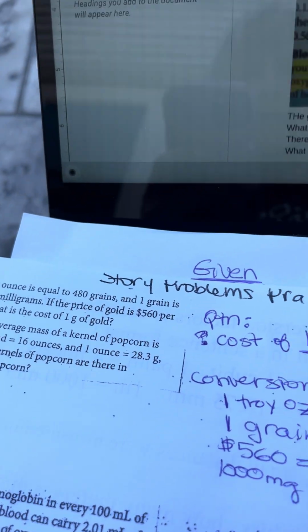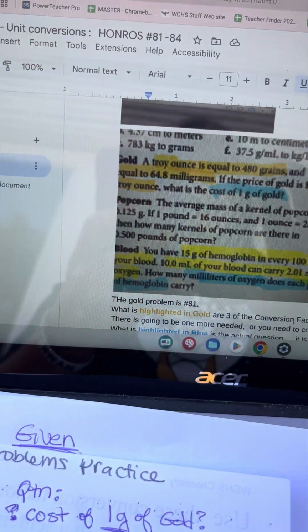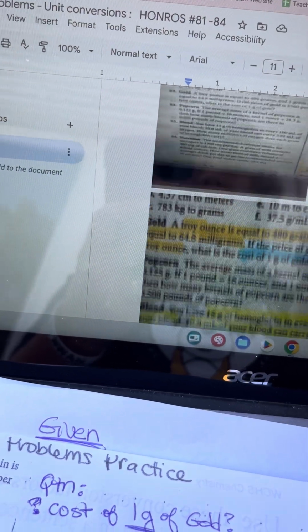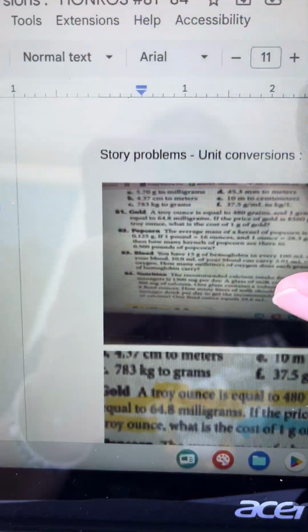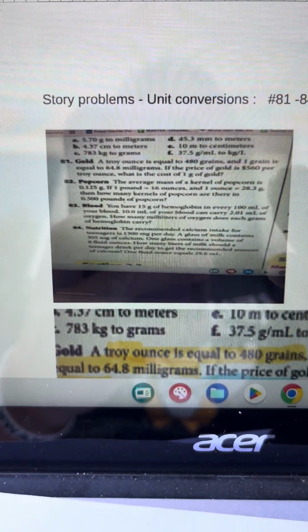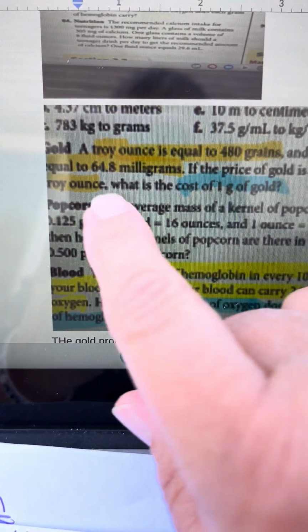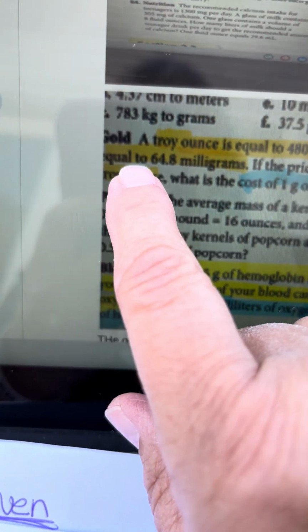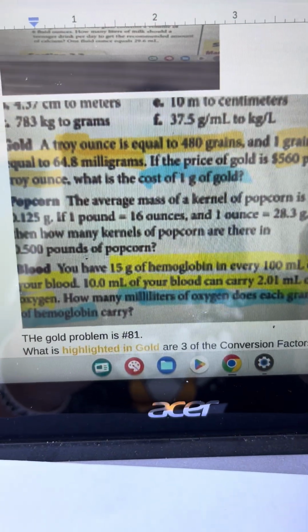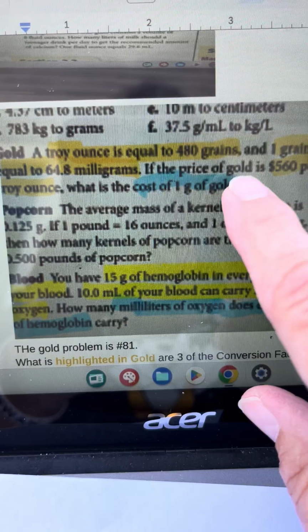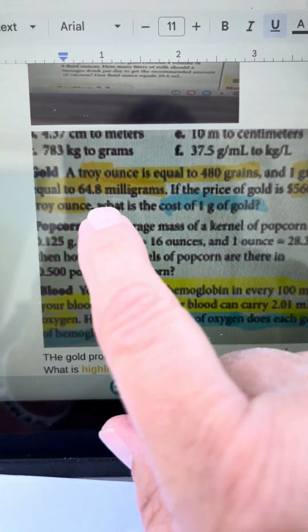I recently sent out a picture of me getting to the online questions. These are from the textbook, the physical textbooks that we've been using over the years, and I sent that out on Remind. And in this version, you can see on 81, the gold problem, the ones I highlighted in gold are the actual conversion factors. There's this one, a second one, and then a third one.